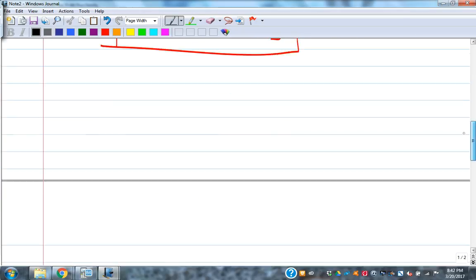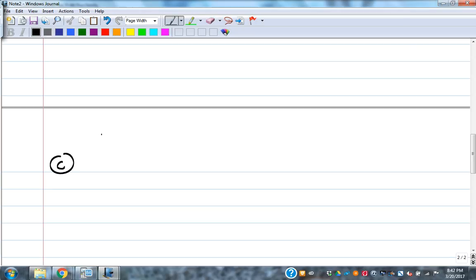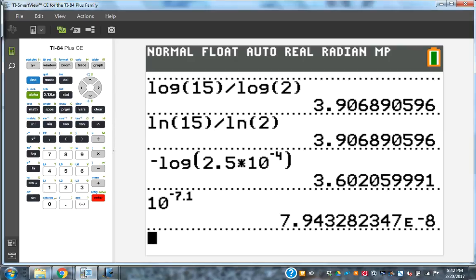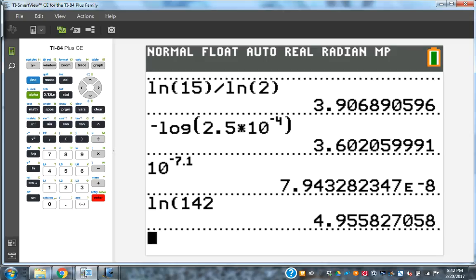All right. Example C. We're going to evaluate again. We're going to go through this natural log idea. Natural log of 142. We're going to evaluate that with the calculator. Natural log has its own button. We don't have to do any work. We're just doing natural log, 142. Let's go 4 decimal places there. So 4.9558.